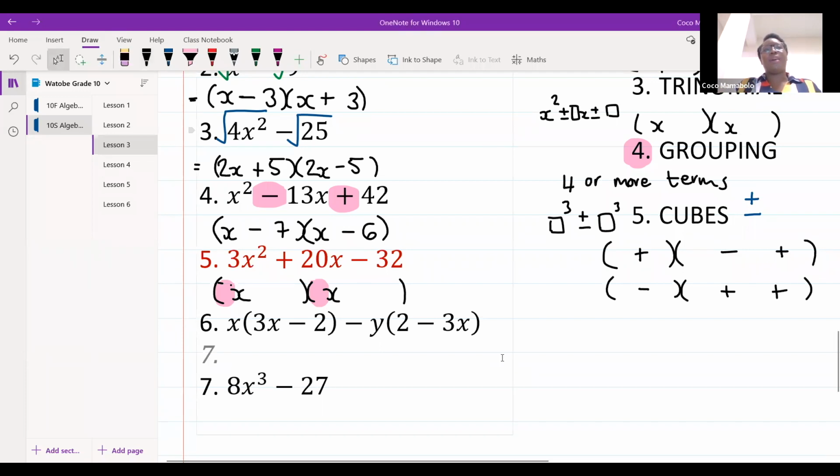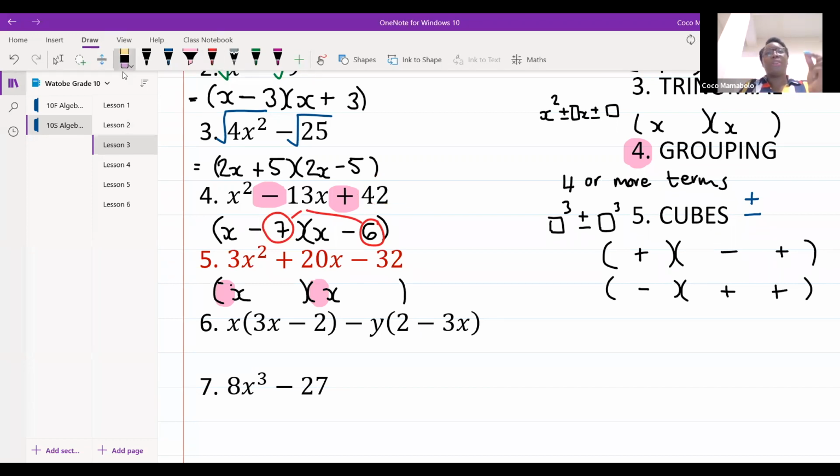Okay, Sia says, ma'am, how did you get 6 and 7 for number 4? Okay, Sia, remember these two numbers, 7 plus 6 is going to give me 13. When I add them, they need to give me the middle number. And when I multiply them, they need to give me the last number. So 7 plus 6 gives me 13. And then 7 times 6 gives me 42.